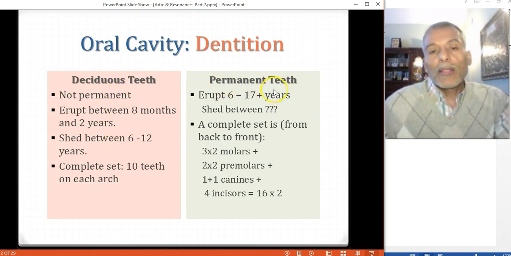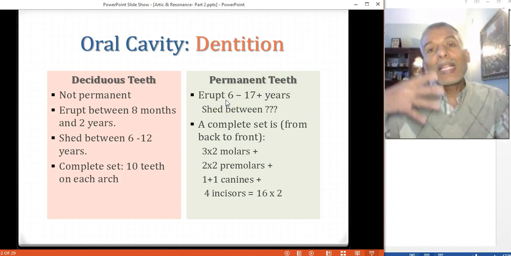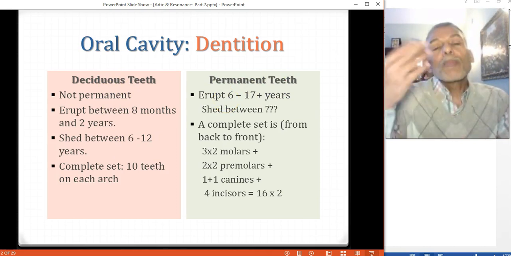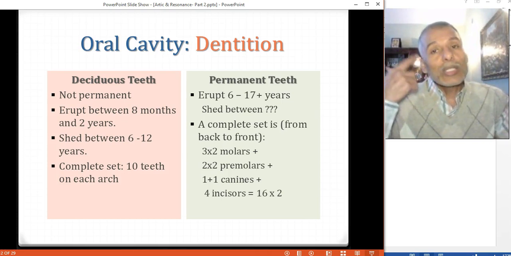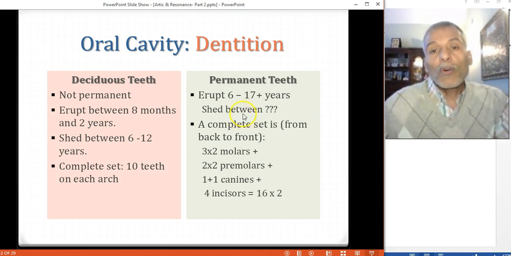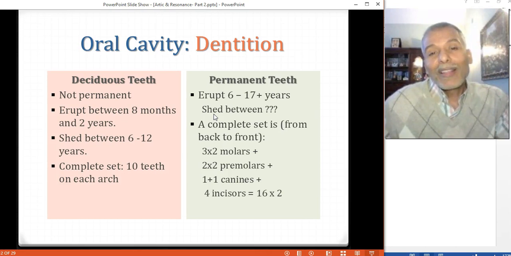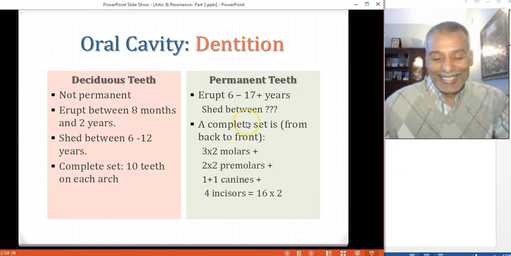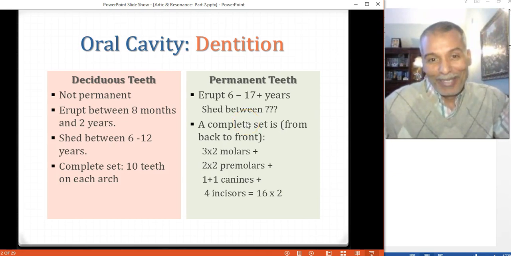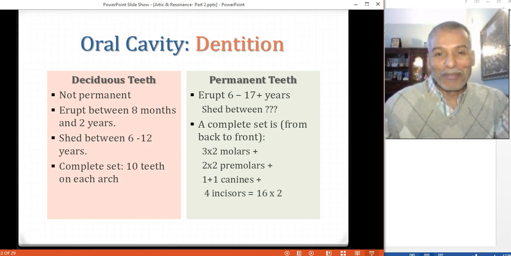The permanent teeth erupt to replace the old ones, but some new ones also emerge, like the wisdom teeth, for example. They were not there before. So 6 years to 17 years and plus, which is 17 and above, that is the wisdom teeth. And when do these teeth shed? Can you figure that out? I hope you don't ask me when they shed, because you should be able to figure this one out.